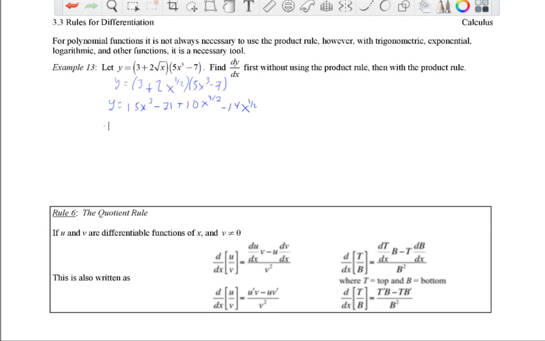We're going to find the derivative now. Let's find dy/dx. 3 times 15 will give us 45x squared plus that derivative of 21, that's a constant, so that'll just go to 0. It's not changing. And we have 10 times 7/2, that'll give us a 35, and x to the 1 less, 5/2, minus 14 times 1/2 is 7, times x to the negative 1/2.